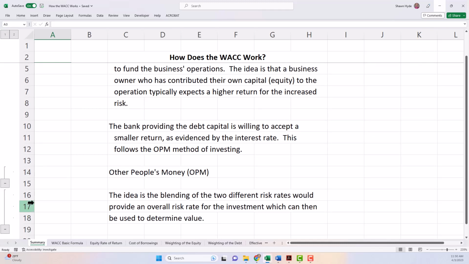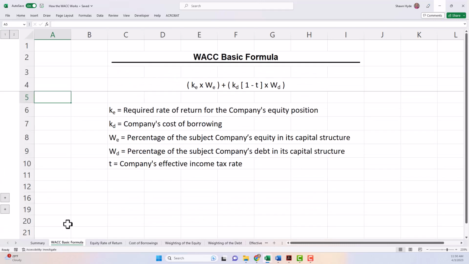So the idea is you blend the two different risk rates together to come up with an overall risk rate that can be used to appraise the company. So the blending is the weighted average. That's how that works. So the basic formula is right here. An awful lot of Greek, and there's the explanation of what it means.